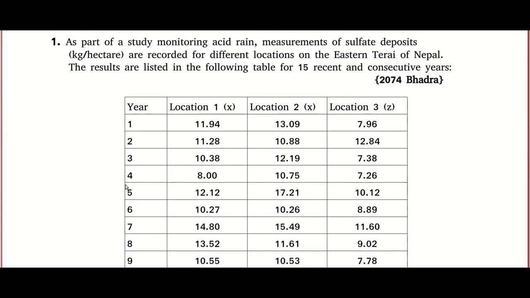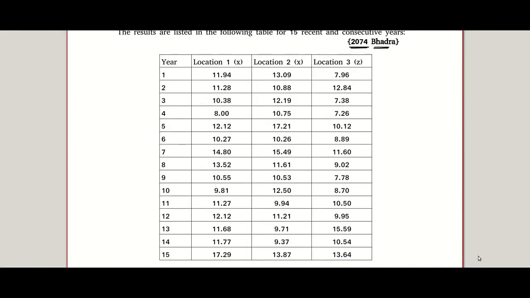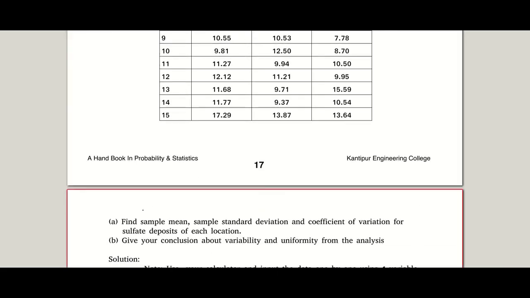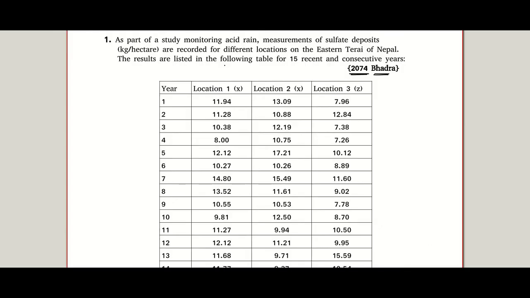So look at this. This is from 2074 Bhadra. So they have given, okay, you can copy the question. I'll minimize it a little bit. So this is the question. Take a screenshot. Okay, and they're asking to find sample mean, sample standard deviation, coefficient of variation, and what we call uniformity. Uniformity means you have to calculate coefficient of variation. So you can see that they have given the sulfate deposit, the amount of sulfate deposit.